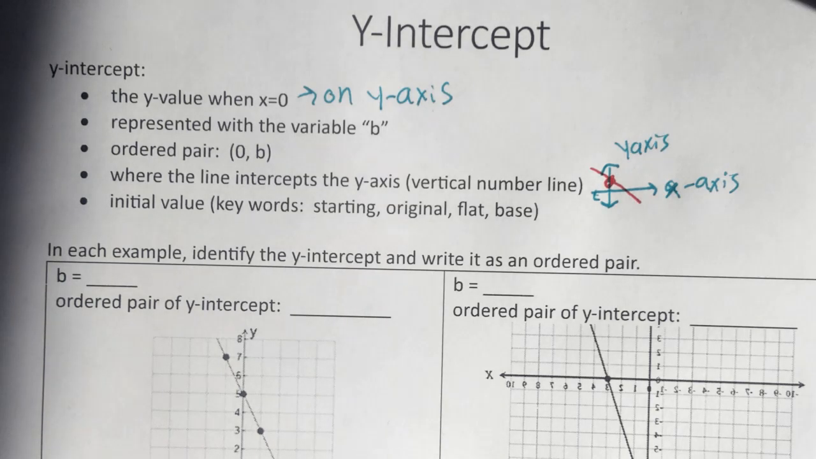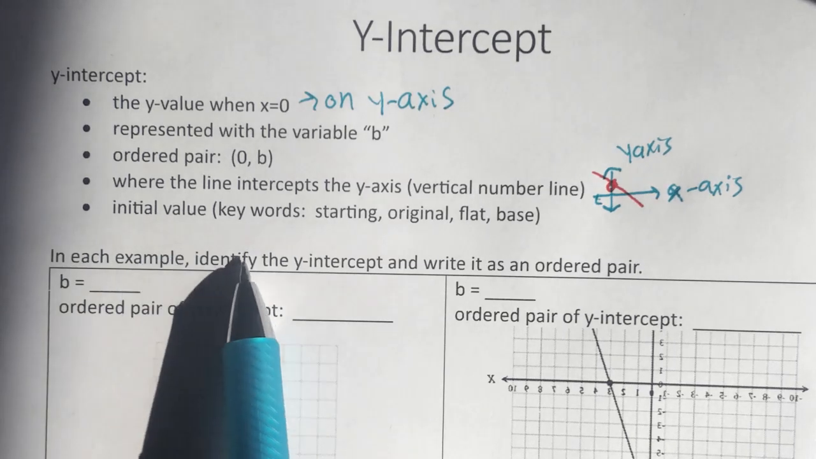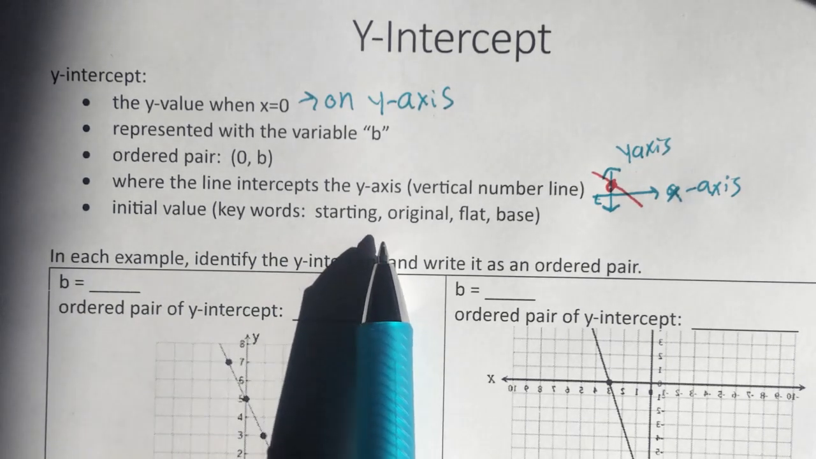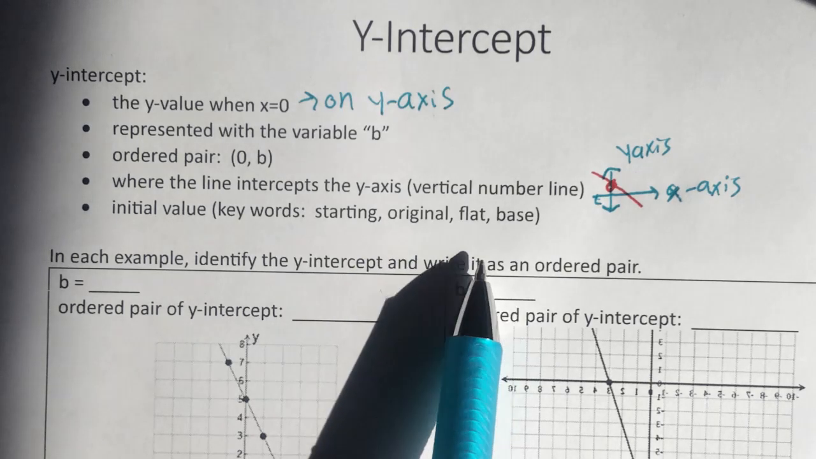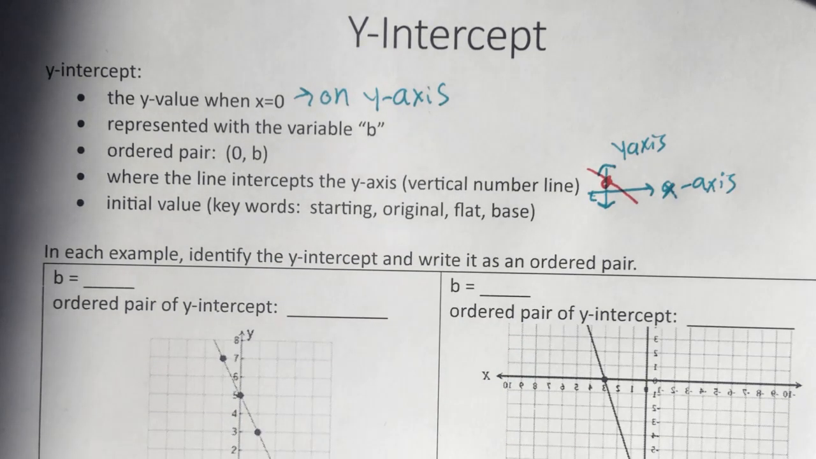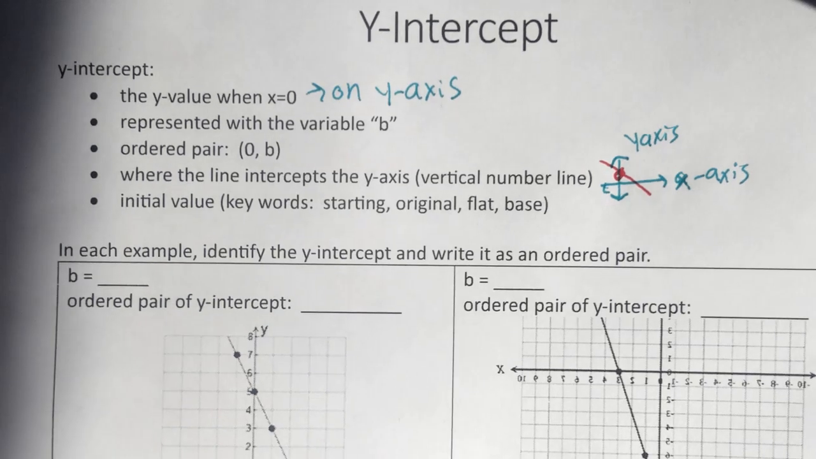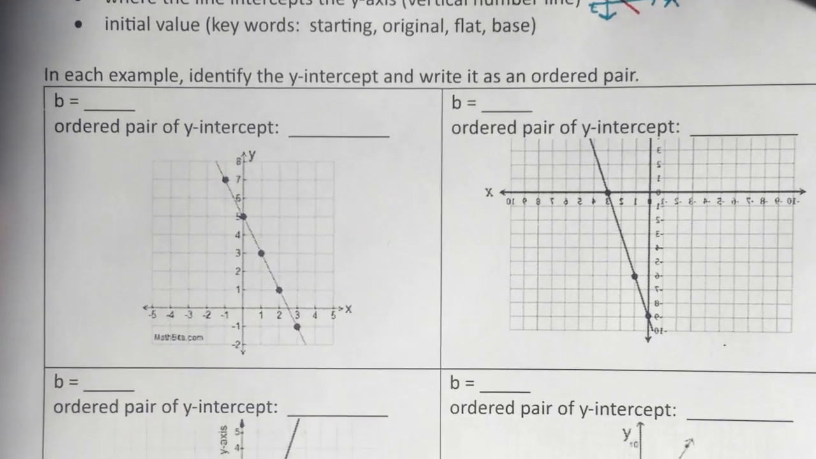With more meaning to it, it's the initial value. Some of those keywords might be where we start, the original value, a flat fee, or a base charge, something like that. So without further ado, let us look at some y-intercepts.